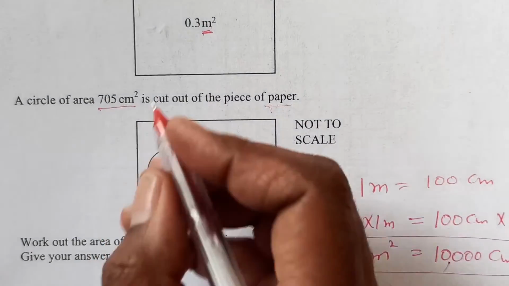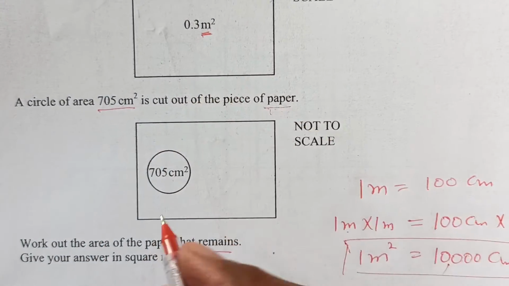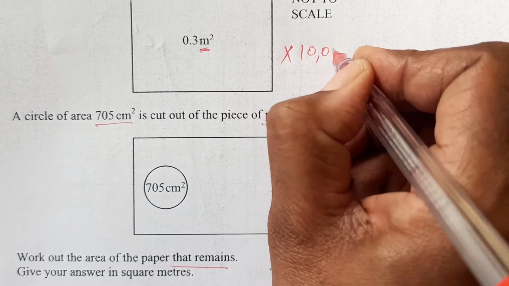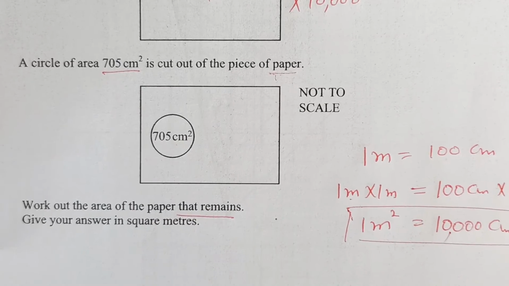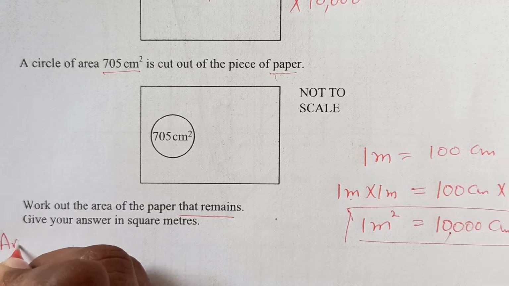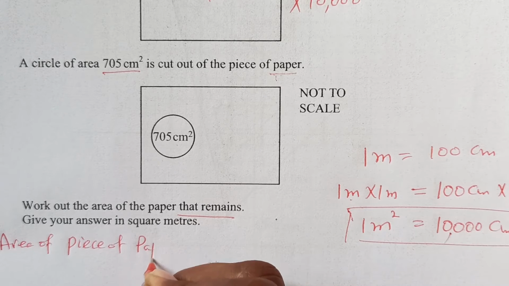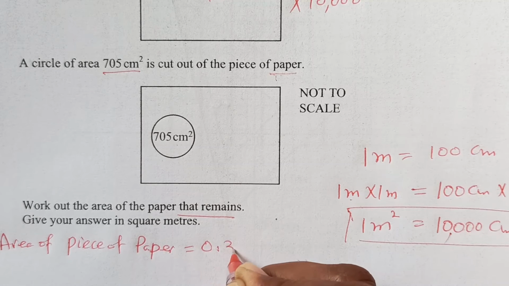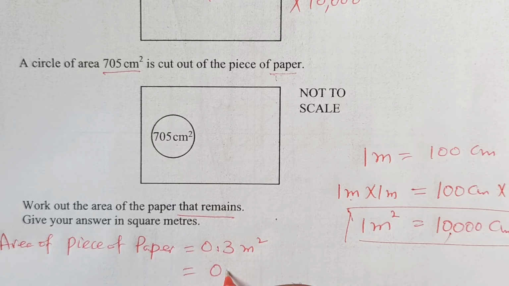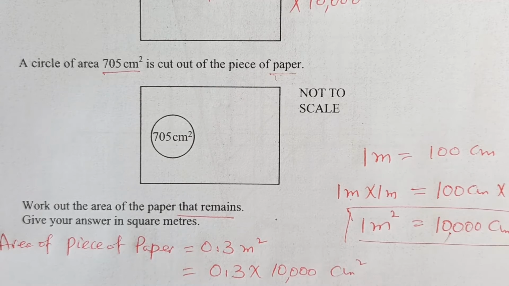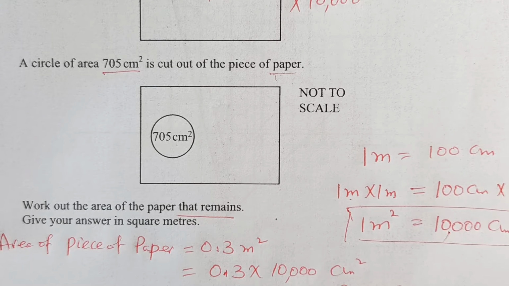So to convert this 0.3 meter square, we are going to multiply this by 10,000. That will become centimeter square. So area of piece of paper is equal to 0.3 meter square, that is equal to 0.3 times 10,000 centimeter square. There are 4 zeros and one decimal place, so if you put the decimal, one zero will go. So that is 3,000 centimeter squares.